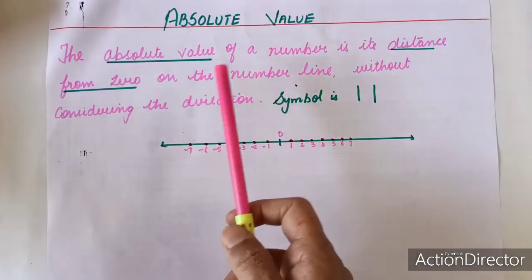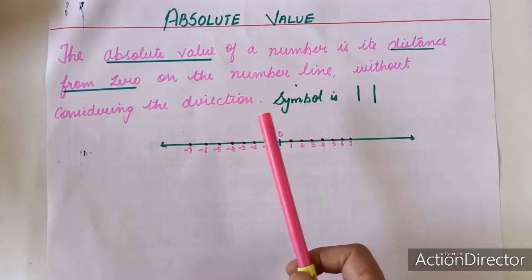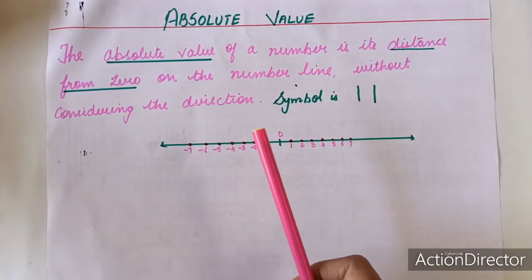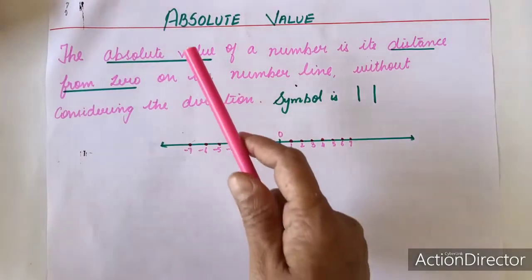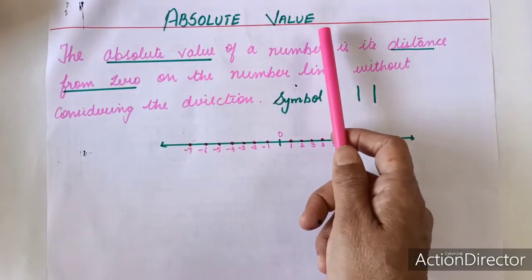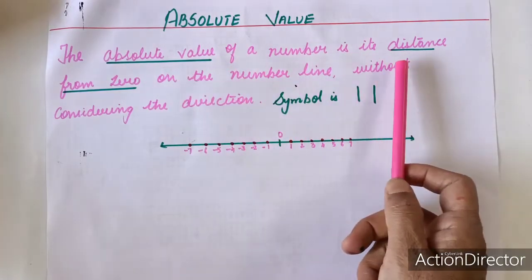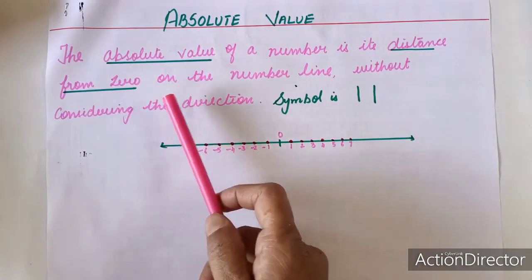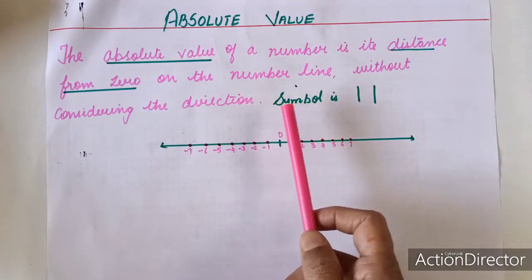Today let us discuss the topic absolute value of a number. In the last class we discussed what are negative integers, what is the need for negative integers, opposites, etc. Now let us see absolute value. What do you mean by absolute value? The absolute value of a number is its distance from 0 on the number line without considering its direction.